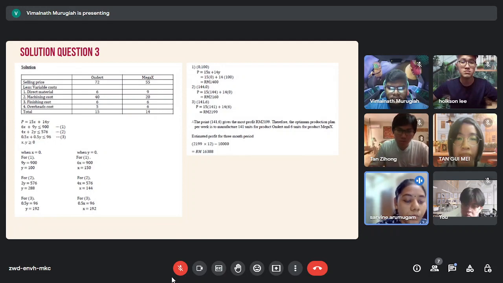192. So for the x-axis, when y equals 0, for substitution number 1, 6x equals 900, x equals 150. For substitution number 2, 4x equals 576, x equals 144. For substitution number 3, 0.5x equals 96, x equals 192. So another point will be 0 and 100.